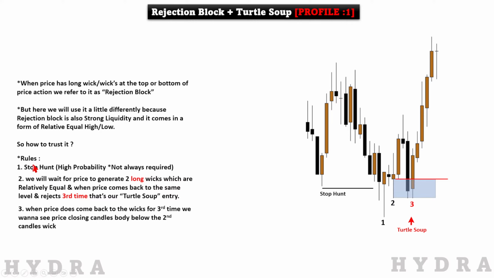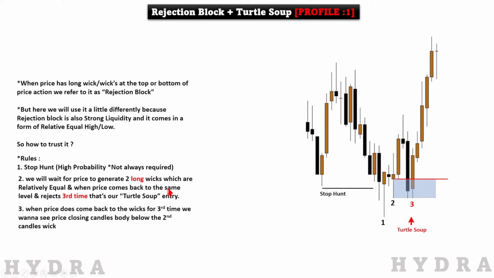Now let's revise our rules again. First, price will have to do a stop hunt, right? This is our first rule, but this is not always required. When price does a stop hunt, this is high probability. Our second rule is we will wait for price to generate 2 long wicks. We identified 2 long wicks. Our first wick is here, our second wick is here, which is getting support from this first wick.